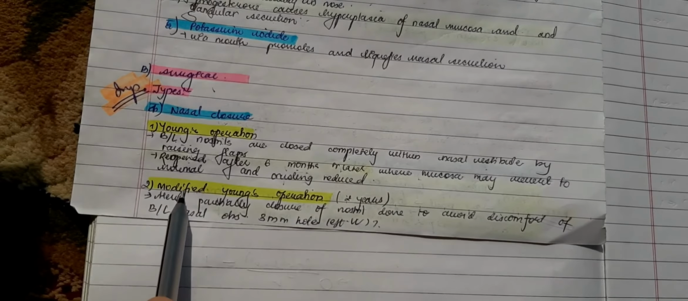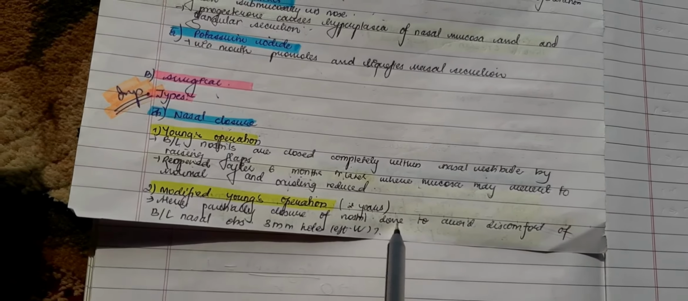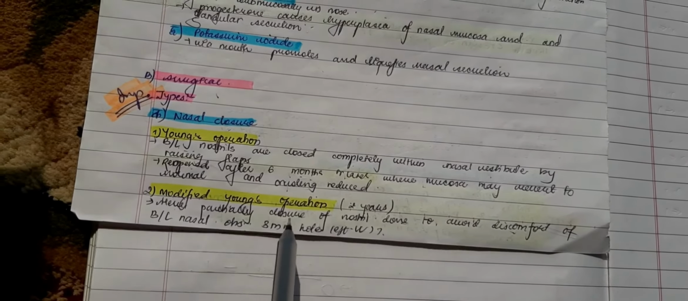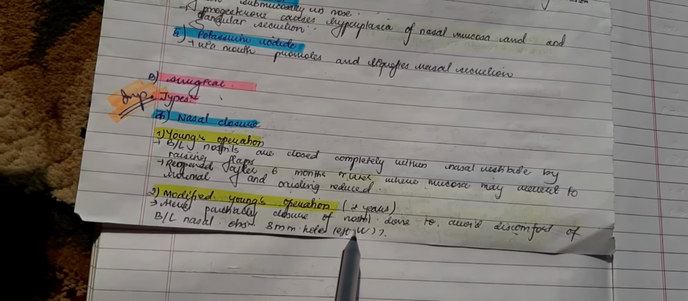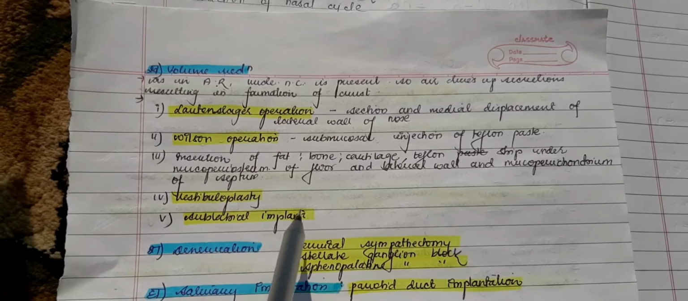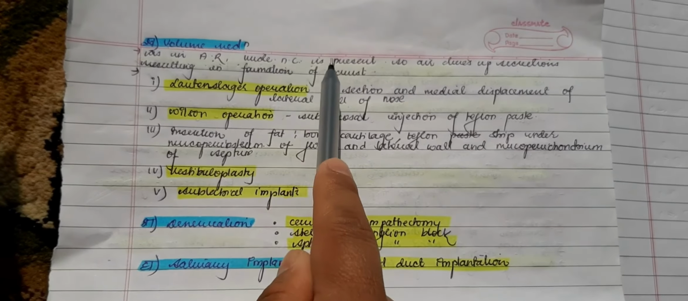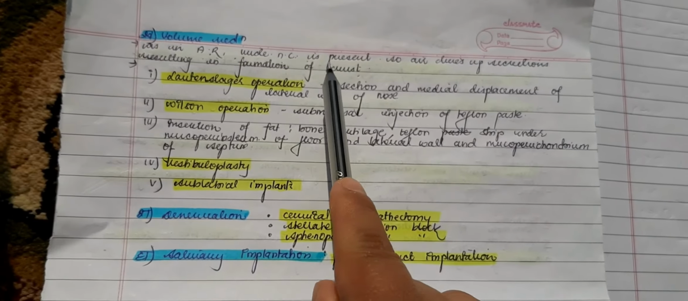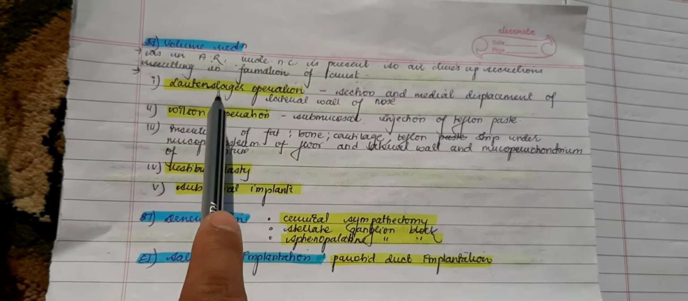The advantage of the modified Young's operation is that here only partial closure of the nostril is done, and it avoids the discomfort of bilateral nasal obstruction. Here a 3 millimeter hole is left so that the patient has less trouble from nasal obstruction. Volume reduction is done because in atrophic rhinitis we know that there is a wide nasal cavity, so the air dries up secretions, resulting in formation of crust. Hence, in atrophic rhinitis, volume reduction is done by various operations as follows.